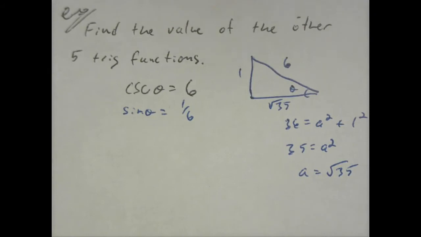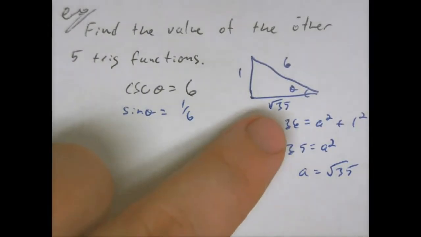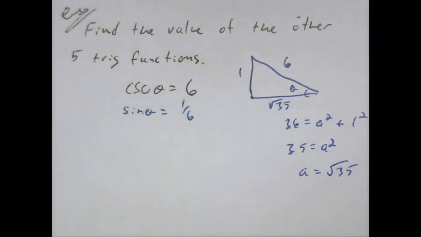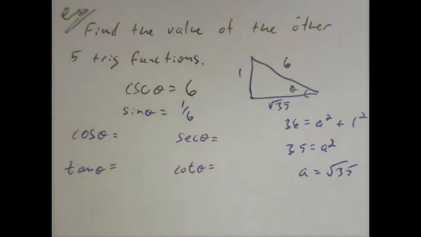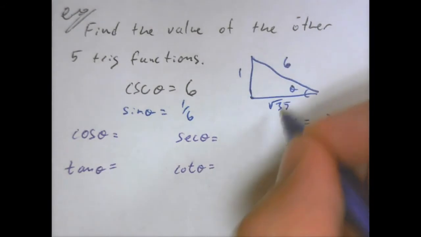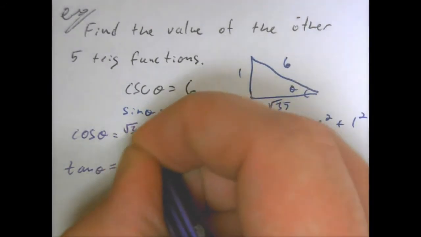If you don't know Pythagorean Theorem, look up a video about Pythagorean Theorem. You've been doing it since like the 6th or 7th grade. So from this point on, I'm just going to write a number there. And I will tell you that I'm using Pythagorean Theorem, but make sure you know how to use Pythagorean Theorem. If you don't, you'll also fail. Okay, so there are the other 4 listed out. Cosine is adjacent over hypotenuse, so root 35 over 6.